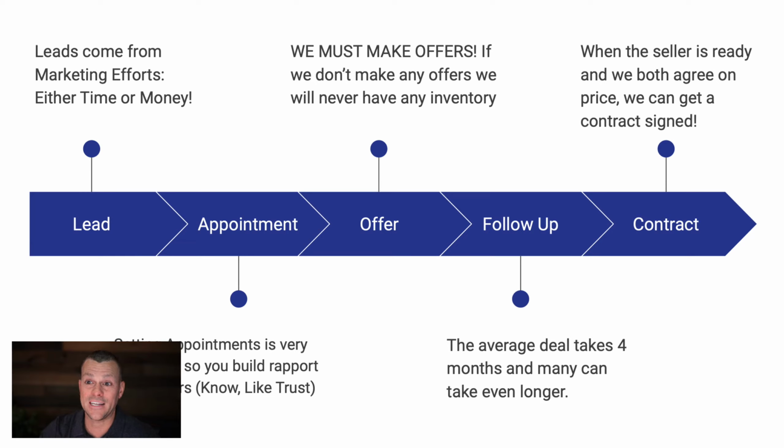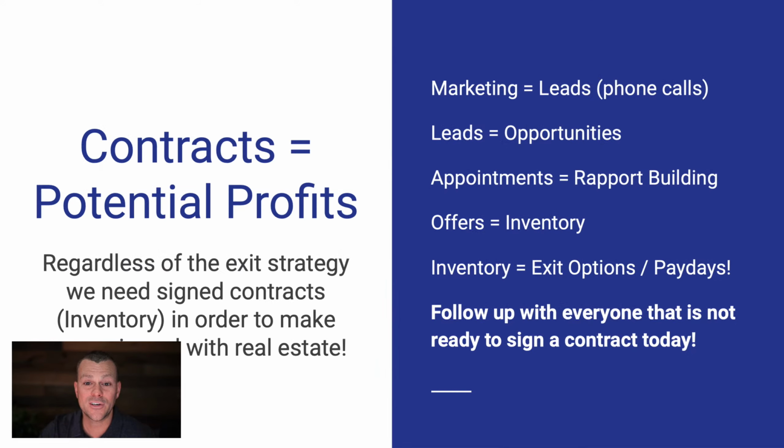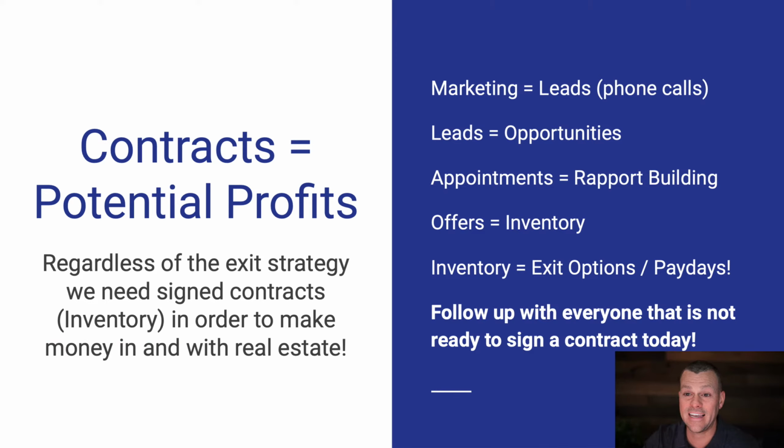And then next is the contract. When a seller is ready and we both agree on a price and we can get a contract signed, that gives us inventory. That gives us the ability to then take that contract to the marketplace, to our list of cash buyers, to Facebook, to Craigslist. Hopefully we have our own internal list, and we can use that list to market our deals to. All right. It's very, very straightforward. Contracts equal potential profits. I can't stress this enough. If you are not out here working leads and setting appointments and making offers, it's going to be very, very difficult to get a contract on a property. I don't know how to make money in real estate without controlling real estate.